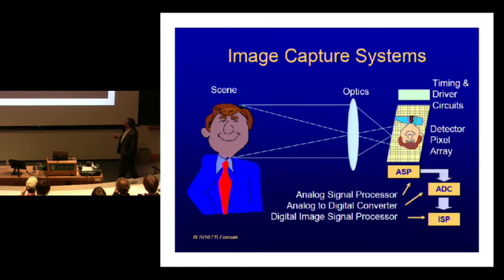So in an image capture system, we have a scene, we have some lens to form an image on the detector array, which is divided into lots of picture elements or pixels. Each pixel is sensitive to a very small portion of the image. Then these individual pixel elements have to be read out through some sort of analog signal processor, converted to a digital format through an analog to digital converter, and then through some image signal processor or ISP. And this is often integrated on a single chip these days.